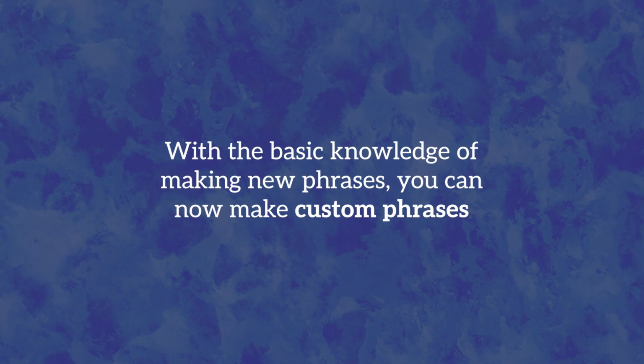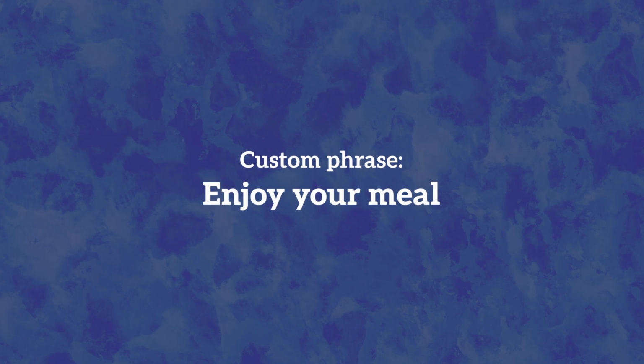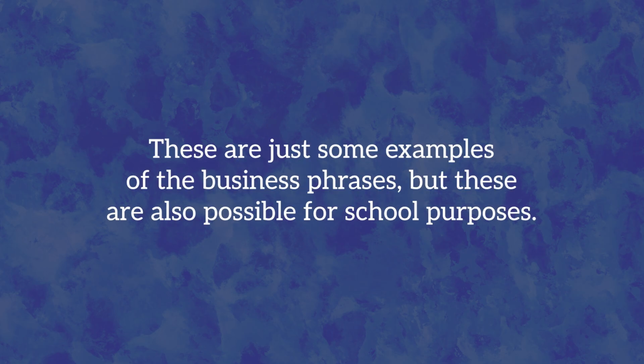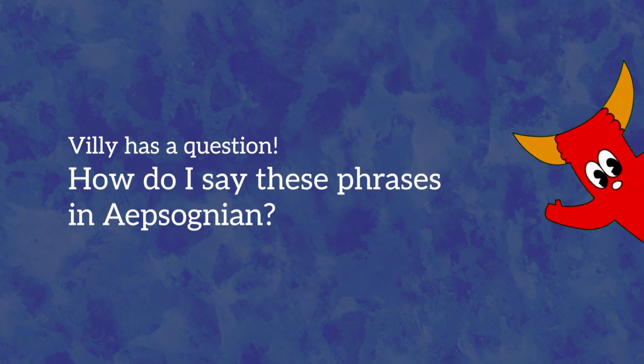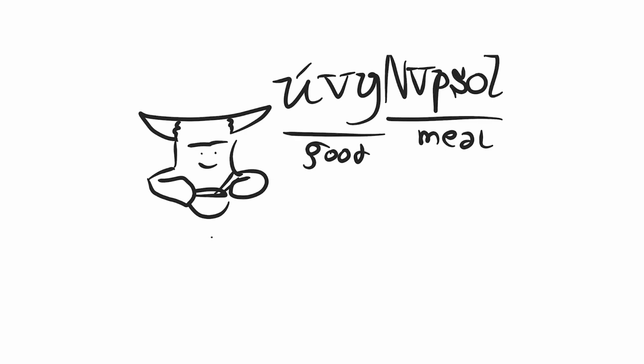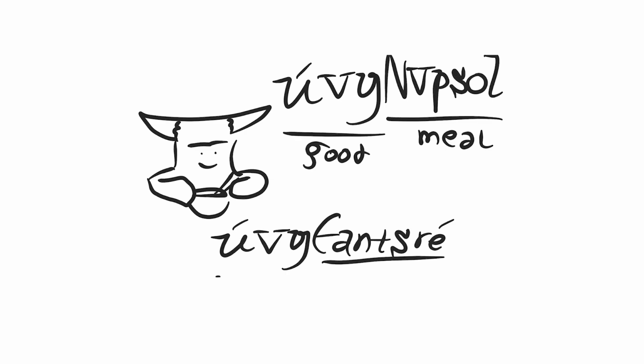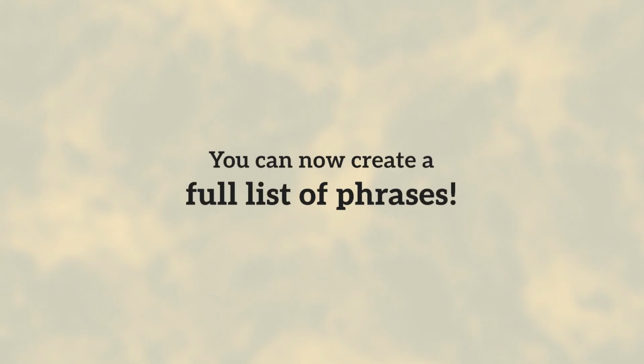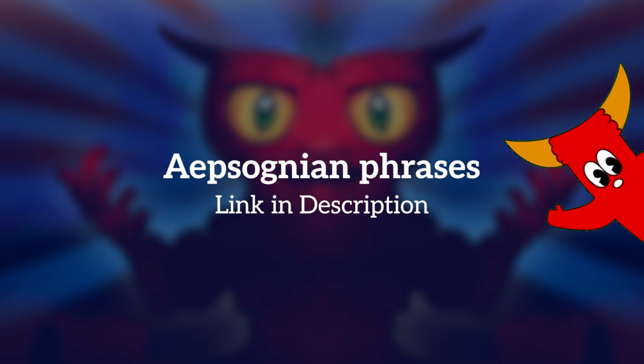So, with the basic knowledge of making phrases, you can make some custom phrases like enjoy your meal, enjoy your work. These are some examples. You can find many phrases on the internet if you want to make something for your conlang. How do I say these two phrases in Epsognian? Great question. These two phrases are win psol and we answer. You can customize the phrases by changing the prefix, using other words, and by analyzing those sentences, you can create a full list of phrases that you will use specifically for the conlang purposes.